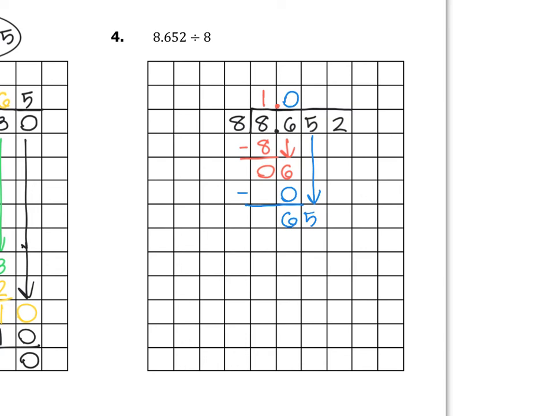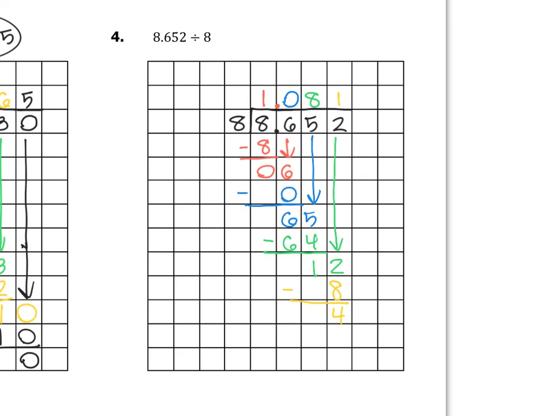And now I can take 8 into 65. 8 will go into 65, 8 whole times. 8 times 8 is 64. I subtract and I get a 1. So now I bring down this 2 and I try taking 8 into 12. 8 will go into 12 1 whole time. 1 times 8 is 8. I subtract here and I get a 4.